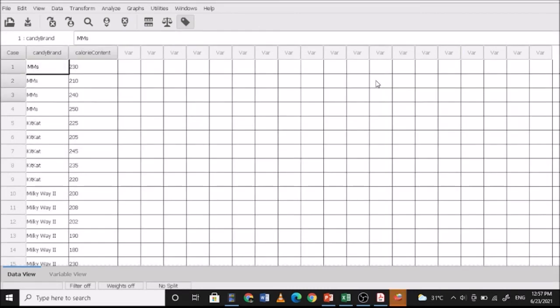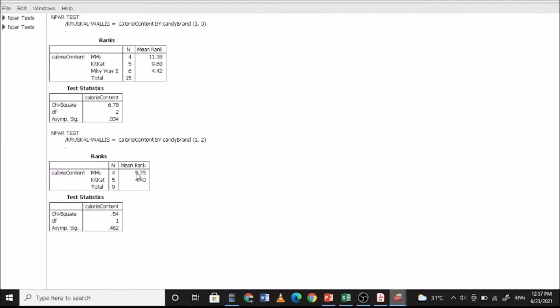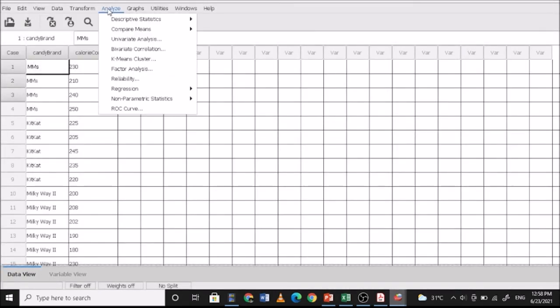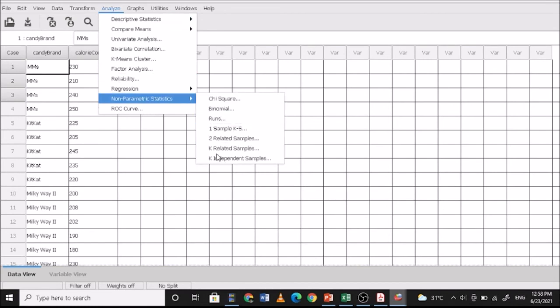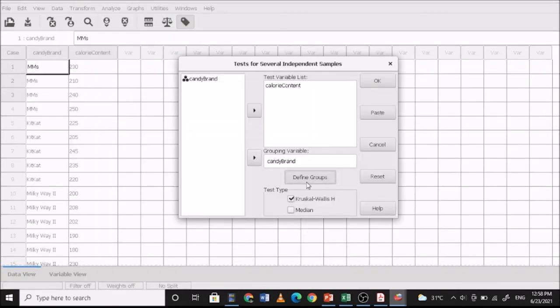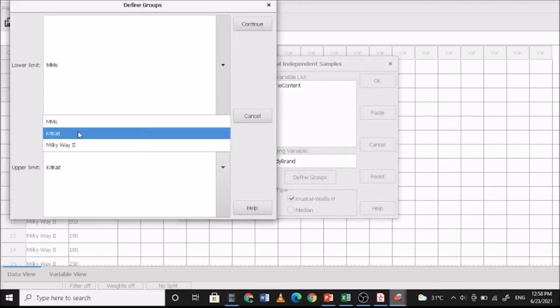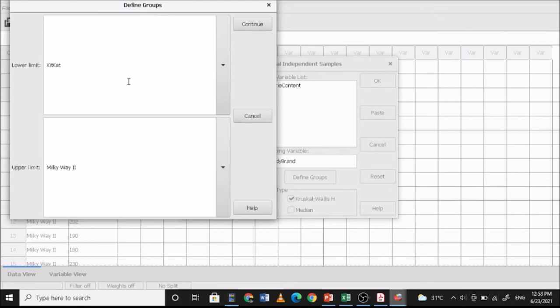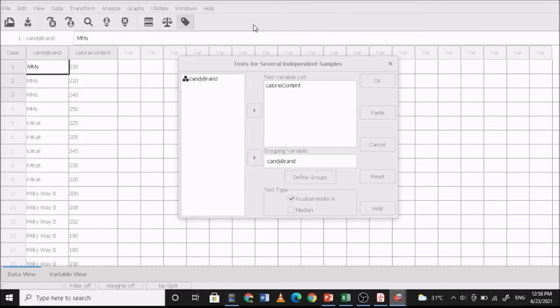And this is now okay. For this, the asymptotic significance is 0.462, which is greater than 0.05. So there is no significant difference between M&M's and Kit Kat. And again, another non-parametric test, independent samples, and define groups. Let's have this one as Kit Kat, then this one as Milky Way. So you only compare B and C, and ignore A.